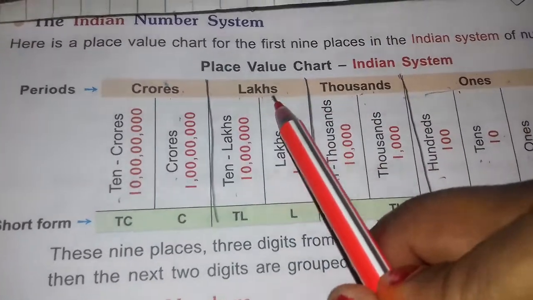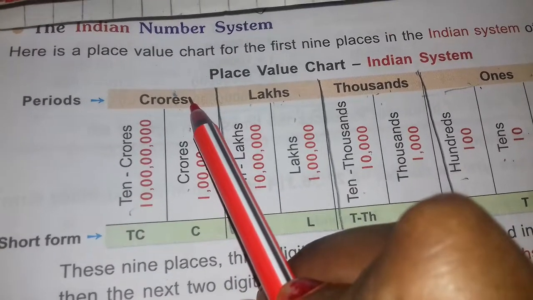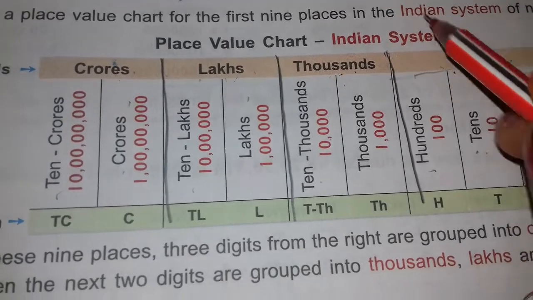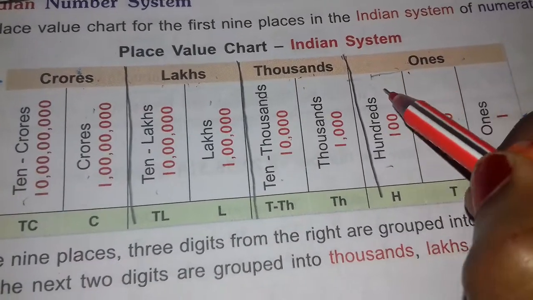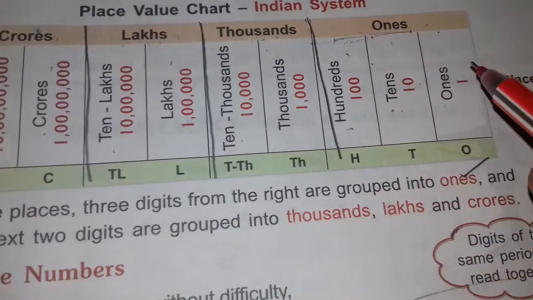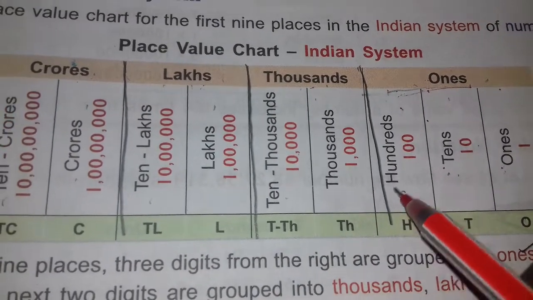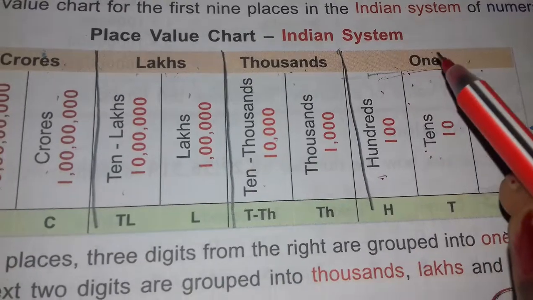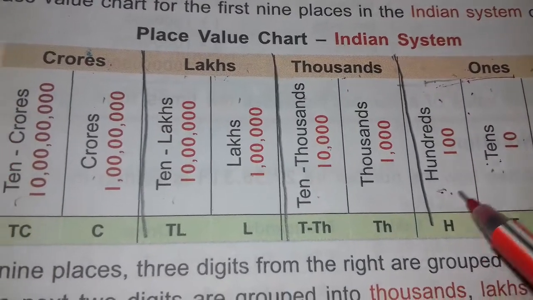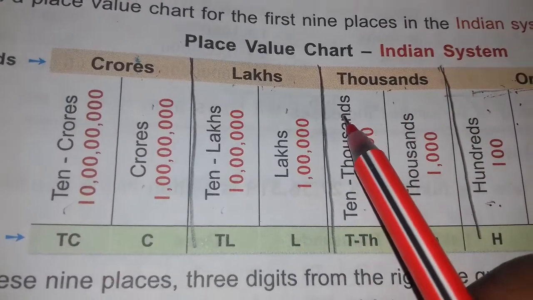Thousands period, lakh period and crore periods. So what these periods are saying is that in the Indian system, the ones period has three places: ones, tens and hundreds. And all other three periods have only two places.